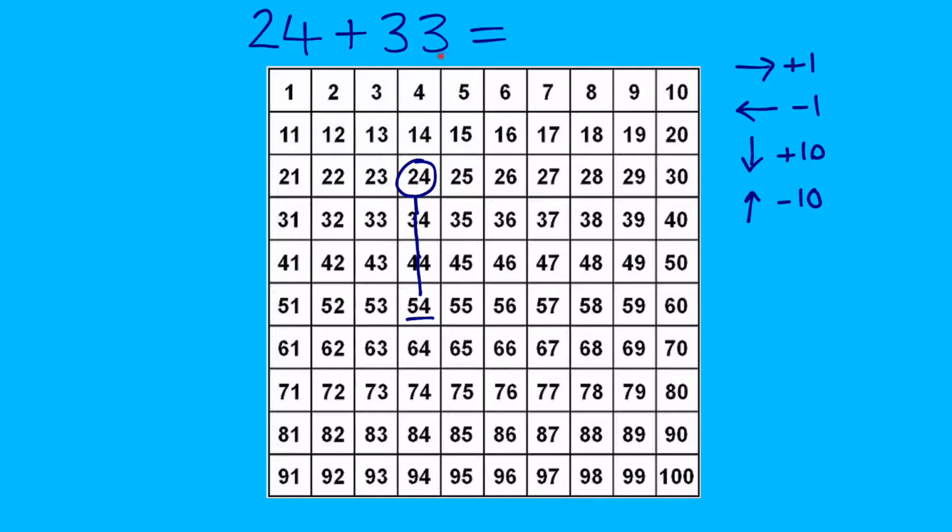Then I need to add my 3 units. So I'm going to go across. 1, 2, 3. And I've landed at 57. So I know that 24 plus 33 is 57. Okay, let's try a different question.